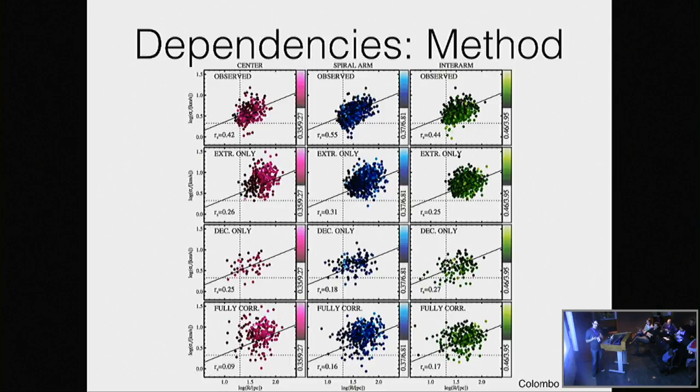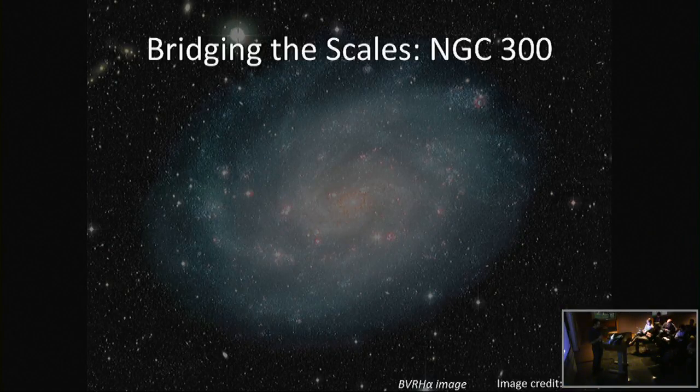So you can actually change the exponent of your size-line width relation simply based on how you calculate the properties of the clouds, which shouldn't be too surprising actually, but it's very important to consider, especially when doing extragalactic work at low signal to noise.